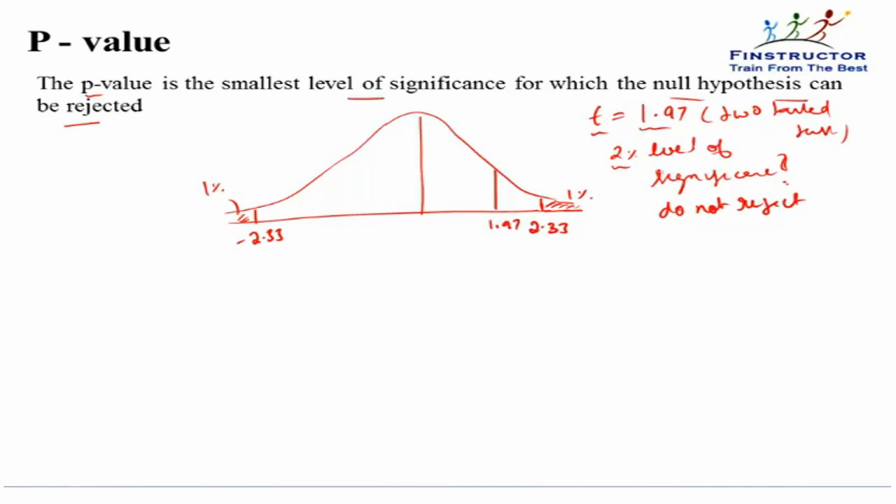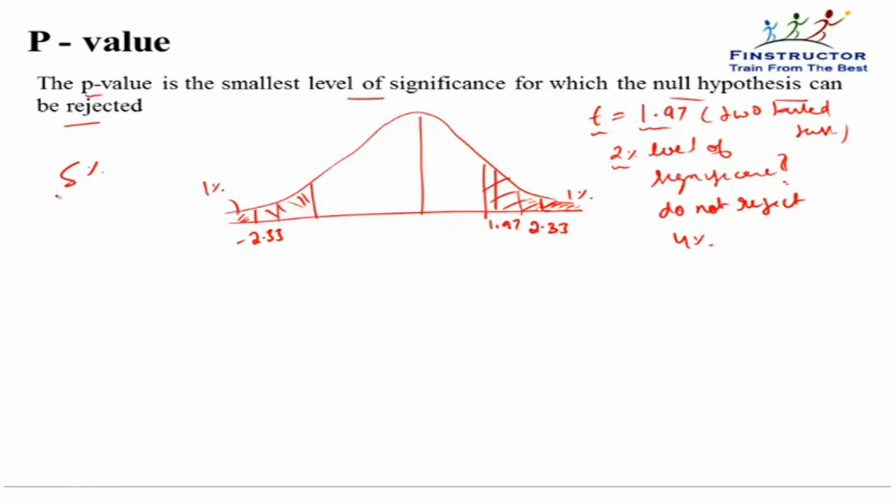Let's assume we increase the level of significance to 4%. For a 4% level of significance, we'll be leaving 2% on the right and 2% on the left. You can verify from the Z table that if you're leaving 2% on this side, then again the value would be higher than 1.97, so you will be unable to reject the null. For a 5% level of significance, however, we leave 2.5% on the right and 2.5% on the left.